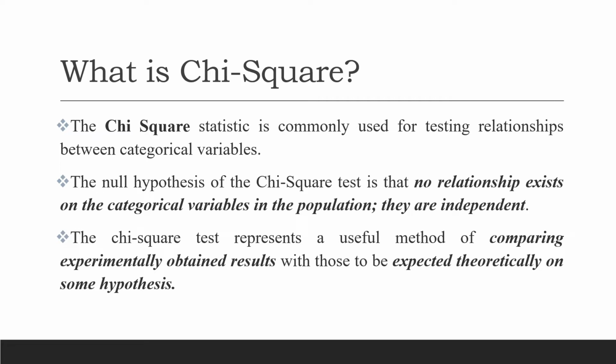or theoretically explained result, on some frame of hypothesis that holds our expectation. Most of the time we use the equal probability hypothesis to assess the obtained versus the expected frequency.